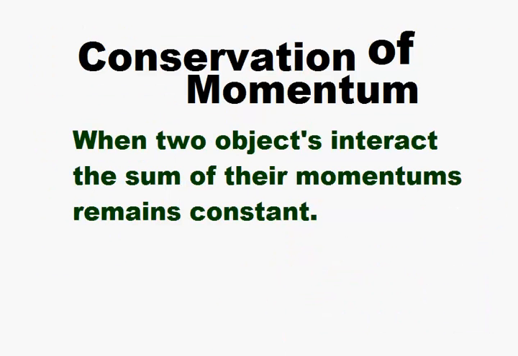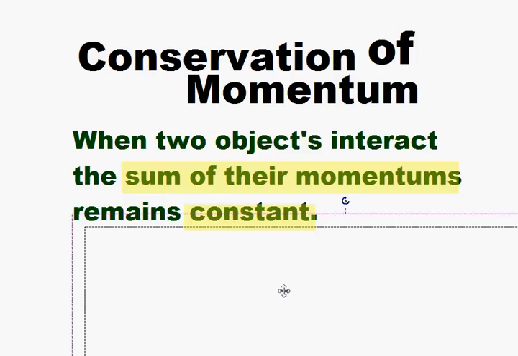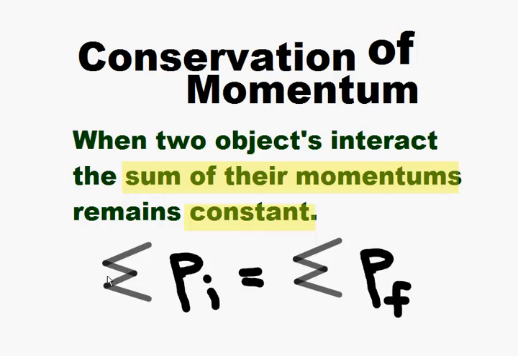All right, so now that you know about momentum, what are some of the ways we can use this? One property you learn about is called conservation of momentum. Conservation of momentum means that when two objects interact, the sum of their momentums remains constant. Anytime something is conserved, it's constant. That means it remains equal over time. So in this case, sigma, the sum, means add up the momentums initially, in the beginning, and it will equal the sum of the momentums finally, at the end.